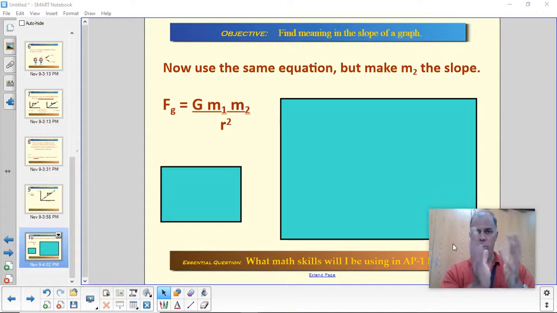The AP exam will ask you to do this, and I'm going to ask you to do it too several times between now and your exam. So this is a useful skill that you're going to use again and again.